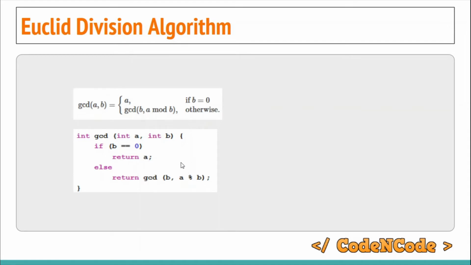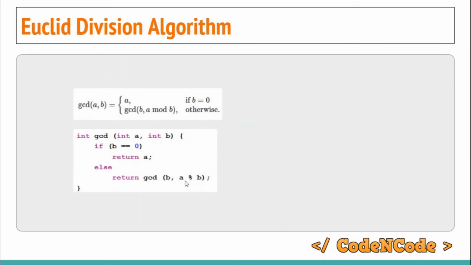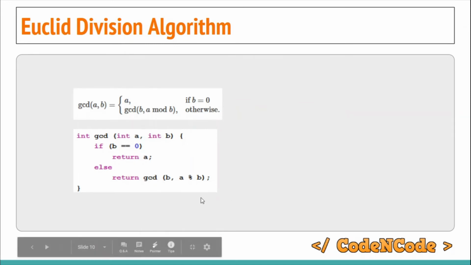Otherwise, we calculate their remainder, that would be A mod B. And since we know that A mod B would be smaller than B, and the second argument has to be smaller, that is why we pass B comma A mod B. This is basically your swapping statement. So you are calculating A modulo B, that would be your second argument, and first would be B. And that is why this GCD algorithm works like this.